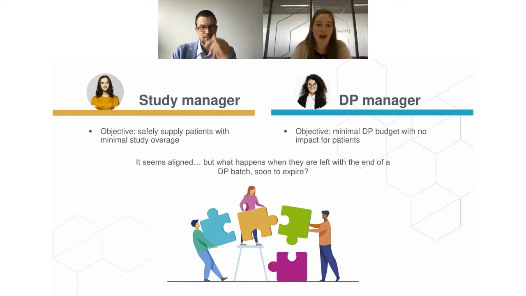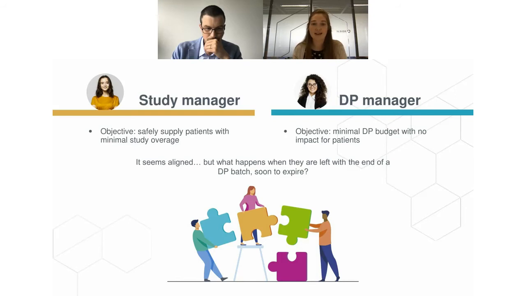But what happens if they have basically a DP batch that's left over and that is going to expire very soon? If I'm taking the case of Emily, our study manager, taking that DP batch and having it allocated to her own trial means that the drug might not be completely consumed by her patients. It's going to increase her overage. For her own KPIs, it's not very positive.